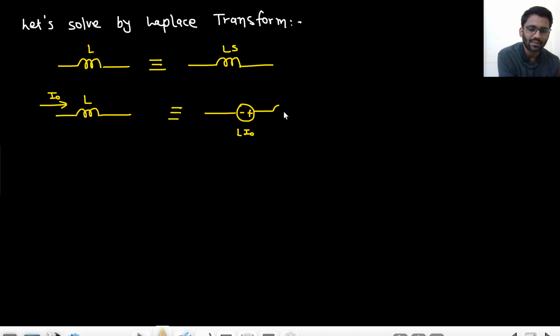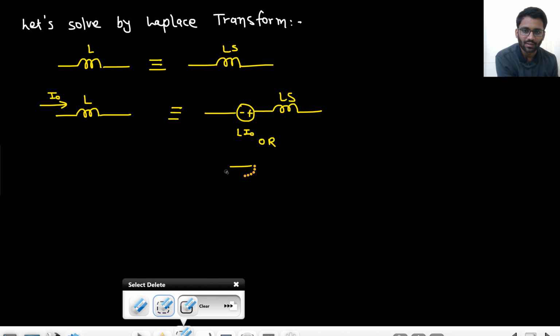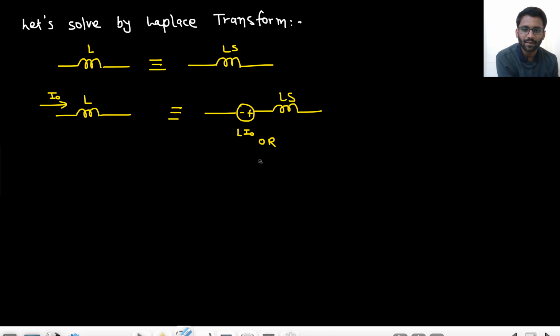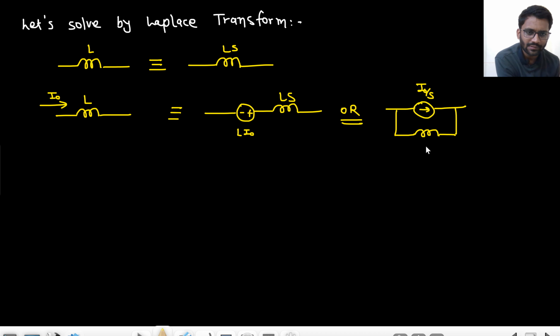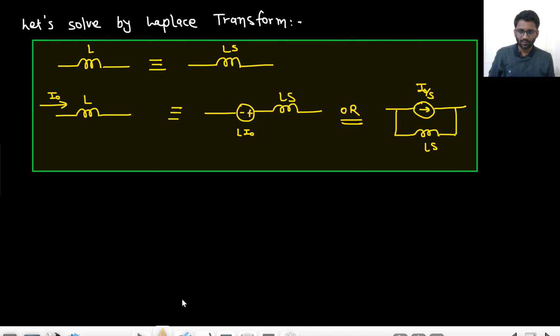Or how we can do it, the current is flowing I naught by S, so the inductor will be replaced with simply, here also I can make, the current I naught by S and the inductor Ls. So if you convert this current source into a voltage source, this will come only, right? In the direction of current minus to plus, L into I naught. So this we have already seen, right? This is nothing new here. This we have already seen, already taught.